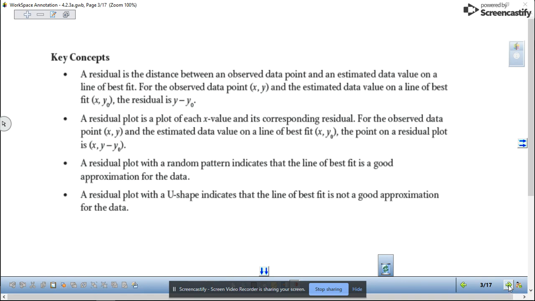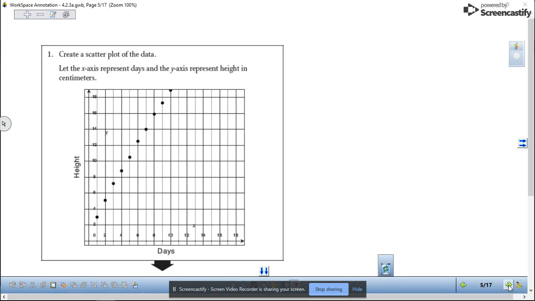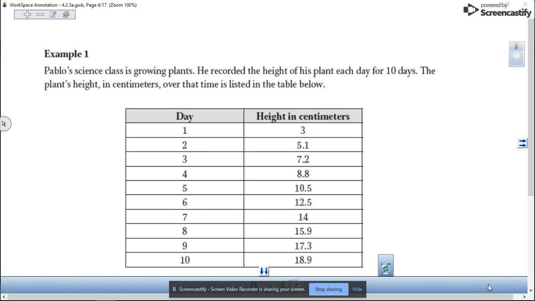What you're doing is you're plotting points and you're drawing a line, and then you're seeing how well your line fits that set of data by finding how far above or below the points actually are from that line. Okay, so if you look at this example, here's your scatter plot of the data. For example, days, and then the height in centimeters.